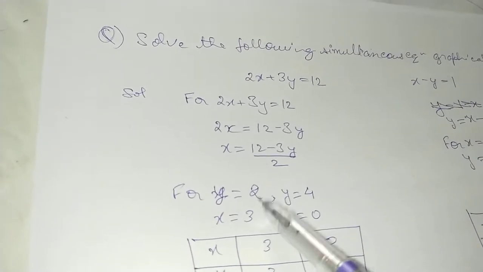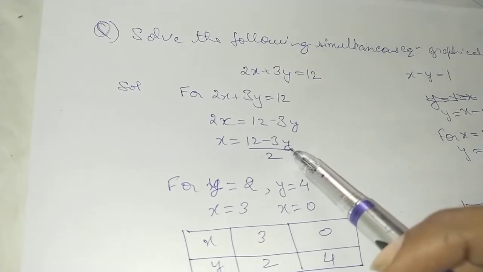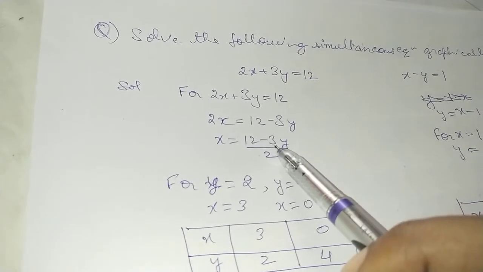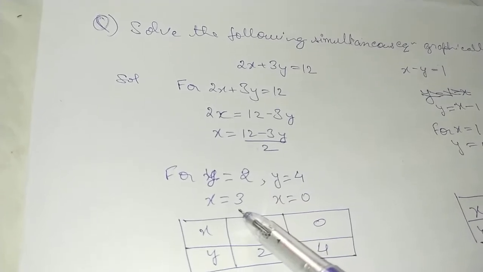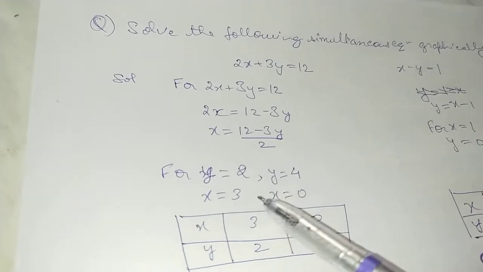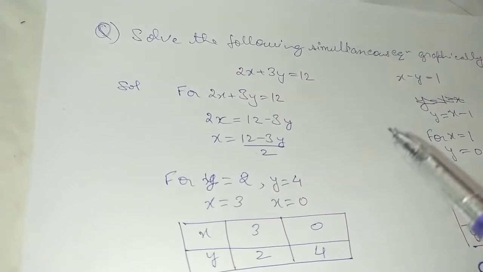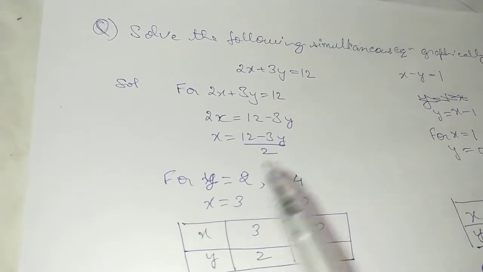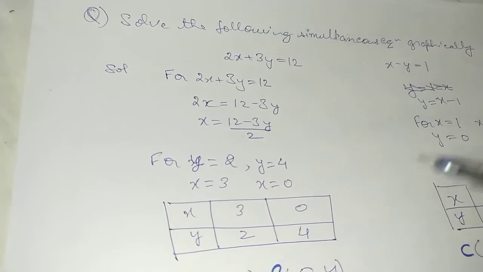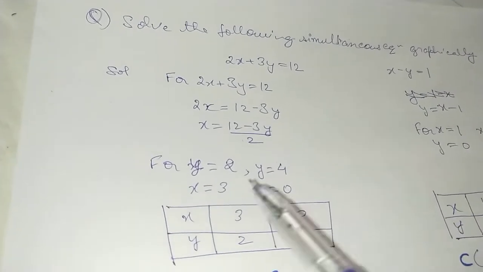Let's take it to be 0. So 3 into 0 is 0, 12 minus 0 is 12, and 12 upon 2 we can come up as 6 also. But again, try to take values which can be accommodated inside your graph. So try to limit yourself between minus 5 and plus 5 on the x as well as the y axis.